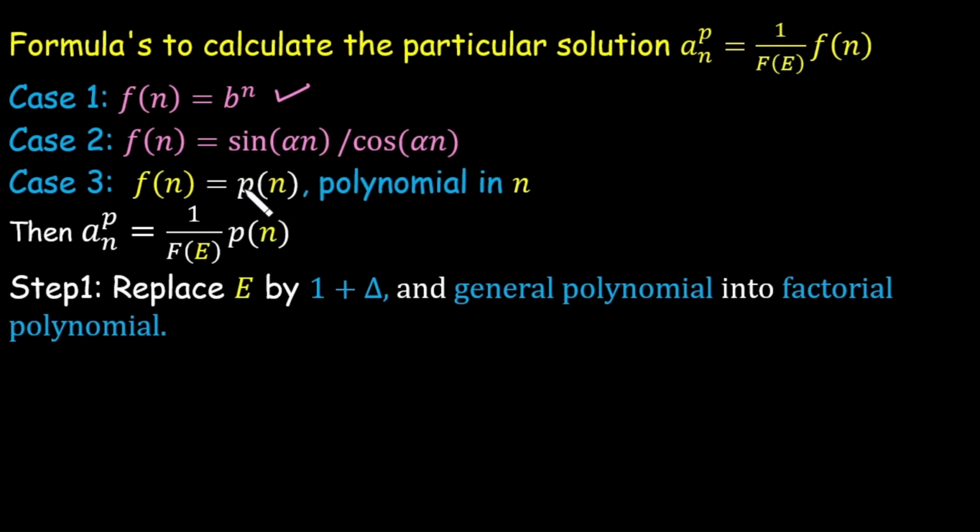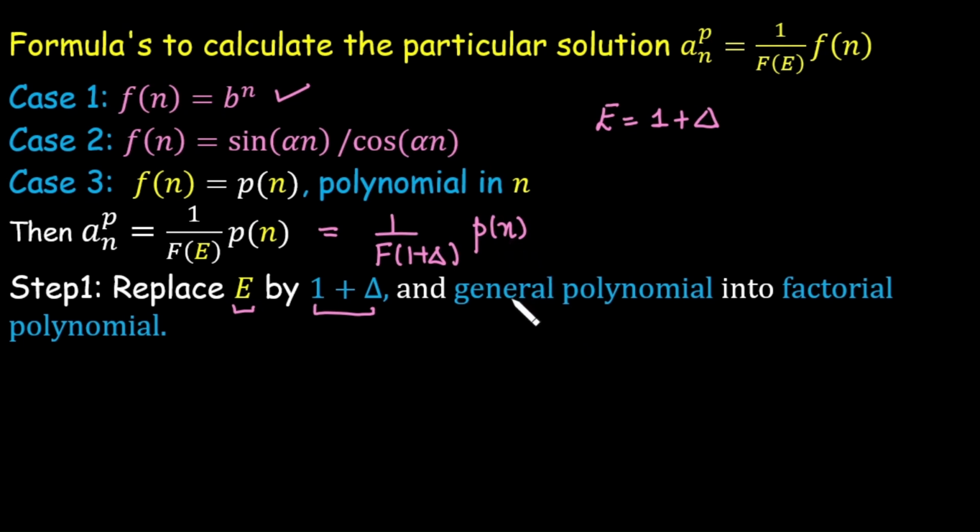side. In this case, we will take the same 1 by operator form, in the form of E into the polynomial. The first step in this case is to replace E by 1 plus delta. In the last video we already saw that the shift operator is equal to 1 plus the forward difference, which is represented by delta. So the first step is to replace this E by 1 plus delta. So we can write 1 upon a function of 1 plus delta into some polynomial, whatever it is given to you.